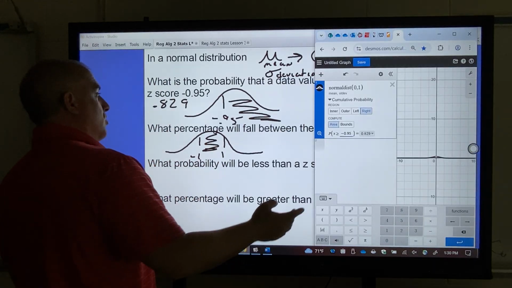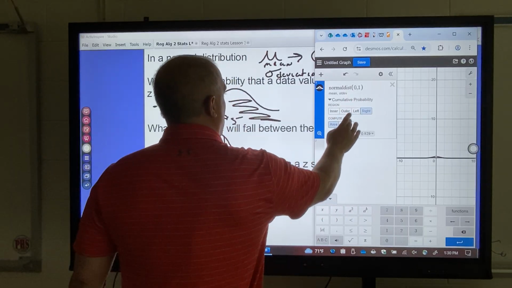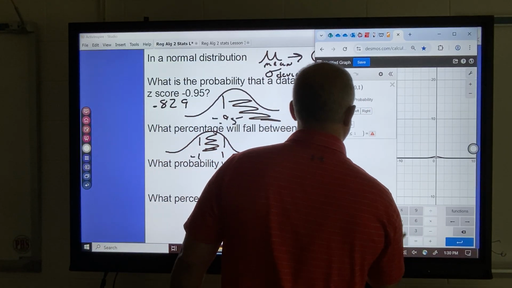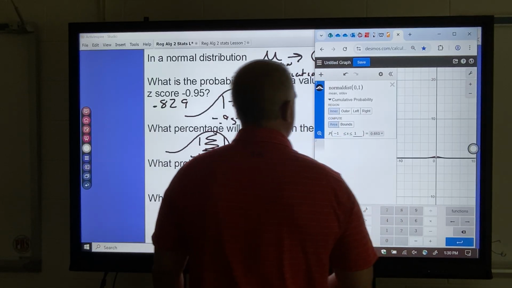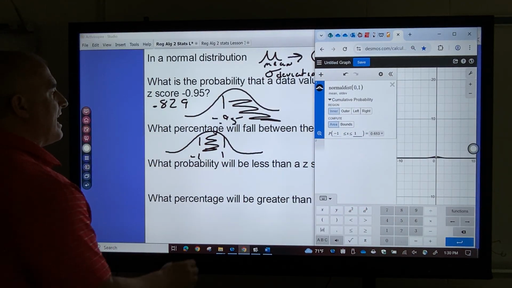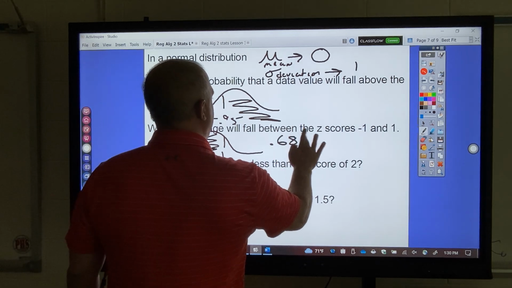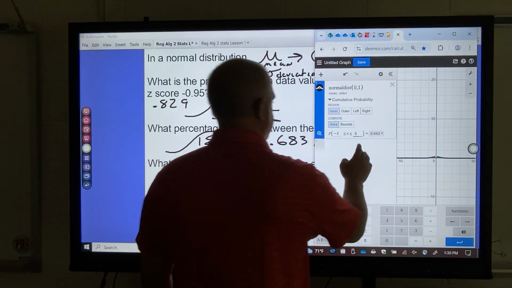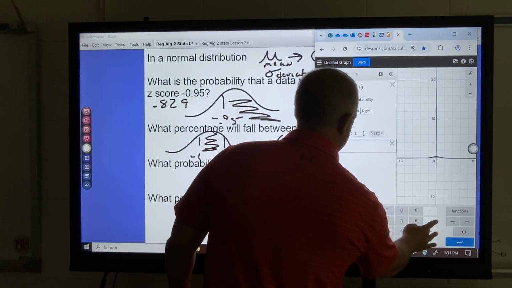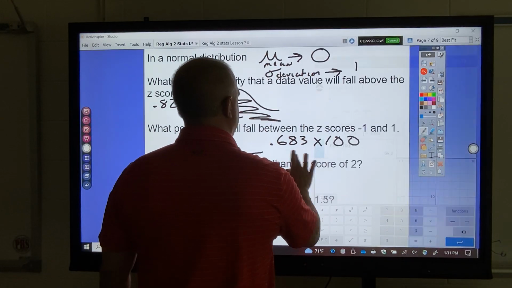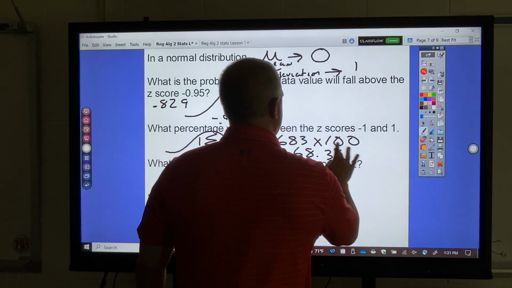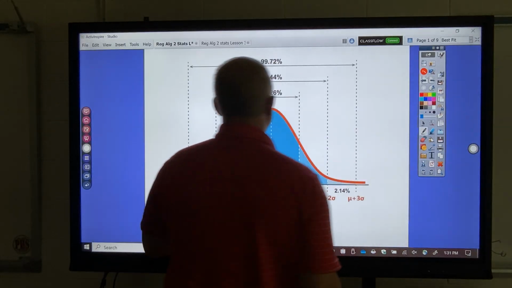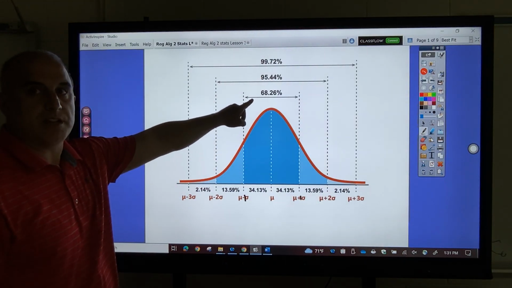What percentage falls between negative 1 and 1? Now you could know this, or because we're doing the inner, negative 1 and 1, 0.6827. And how do I find percentage? Multiply by 100. Okay? 68.3%. And if you go back to that first slide we did, that's what 68.3% is.